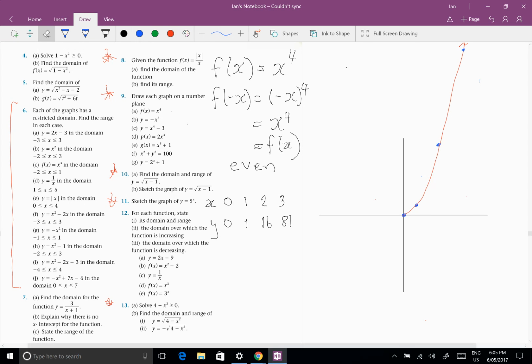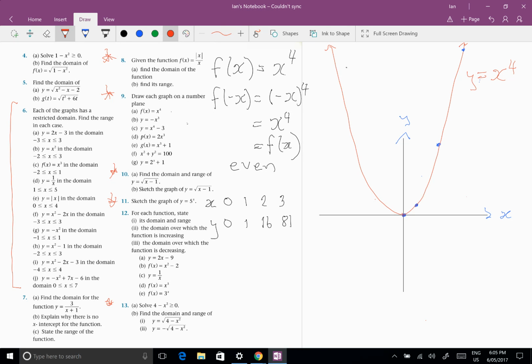And because it's an even function, I can just mirror this over the other side. And there is y equals x to the 4. Now, it's a parabola. Yes, it's a quartic, but it looks like a parabola. It has the same shape as a parabola, but it's a lot steeper.